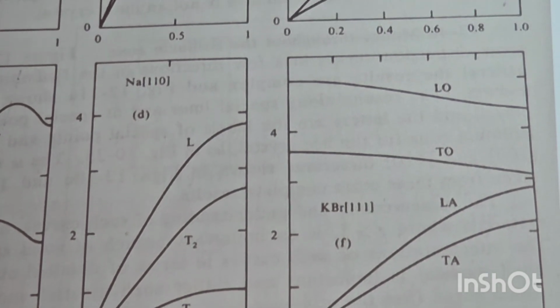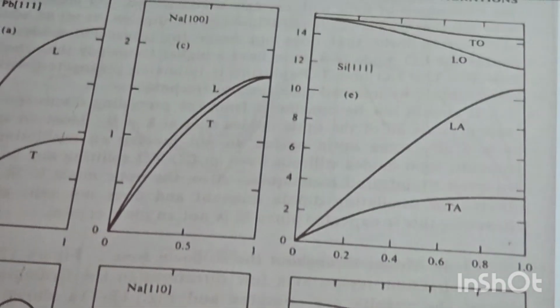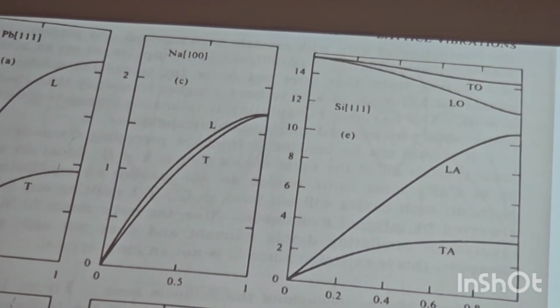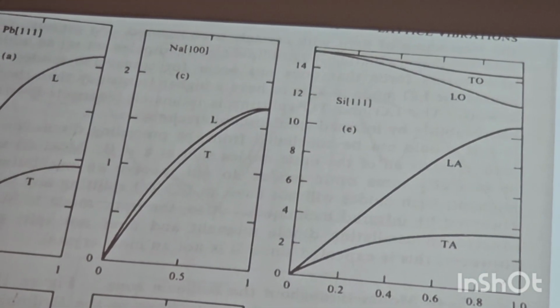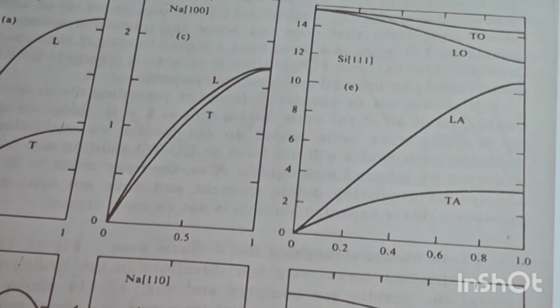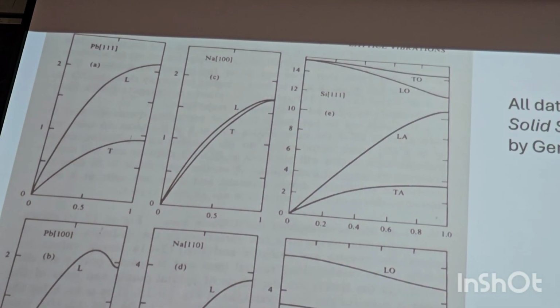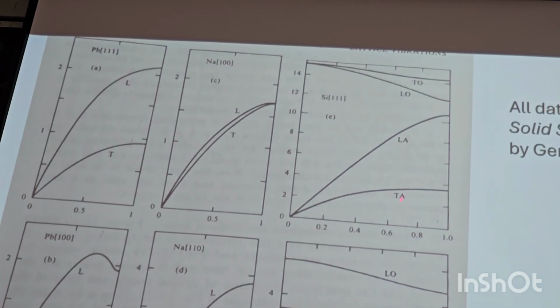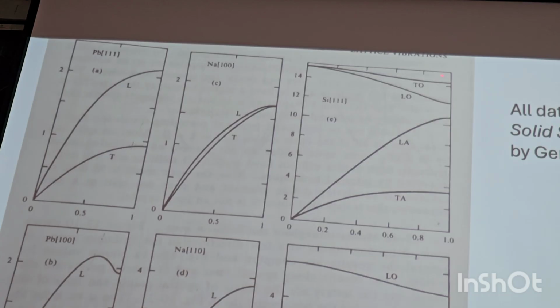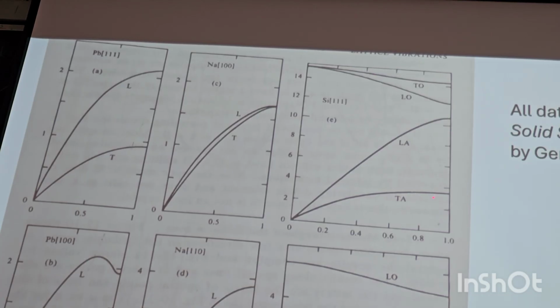Likewise for silicon. Now silicon has a face-centered cubic structure, but now like diamond, its basis has 2 atoms. Okay, its basis now has 2 atoms. So there will be 6 branches. 3 of them have to be acoustic and the remainder 3 are optical. And the 2 transverse acoustic branches, they are degenerate.